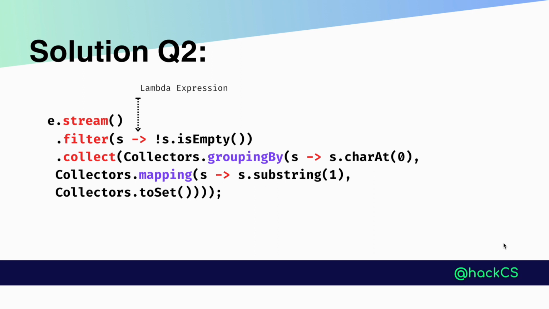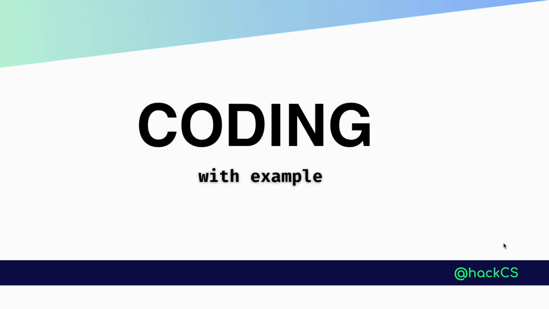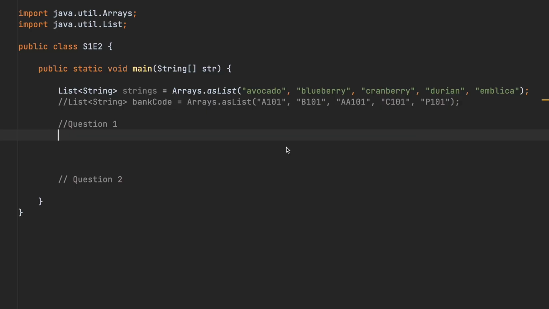So now we will be doing coding with an example. So we'll jump into coding. In our coding section, we will be solving both the problems which we have mentioned earlier. So first we will be solving problem 1 and then we will be solving problem 2. We will be using the same example for both problems. I have already defined the list of strings here.